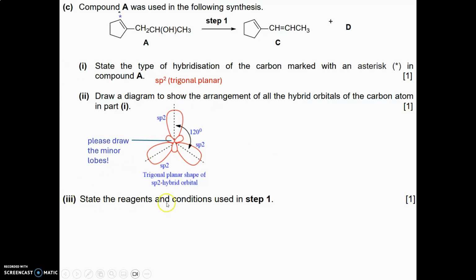Part 3, state the reagents and conditions used in step 1. So this compound A is an alcohol. After step 1, it becomes an alkene. So this is again an elimination reaction, but different from the halogenoalkane elimination, this takes place under acidic conditions. So you can either say excess concentrated sulfuric acid with heat or aluminium oxide with heat.